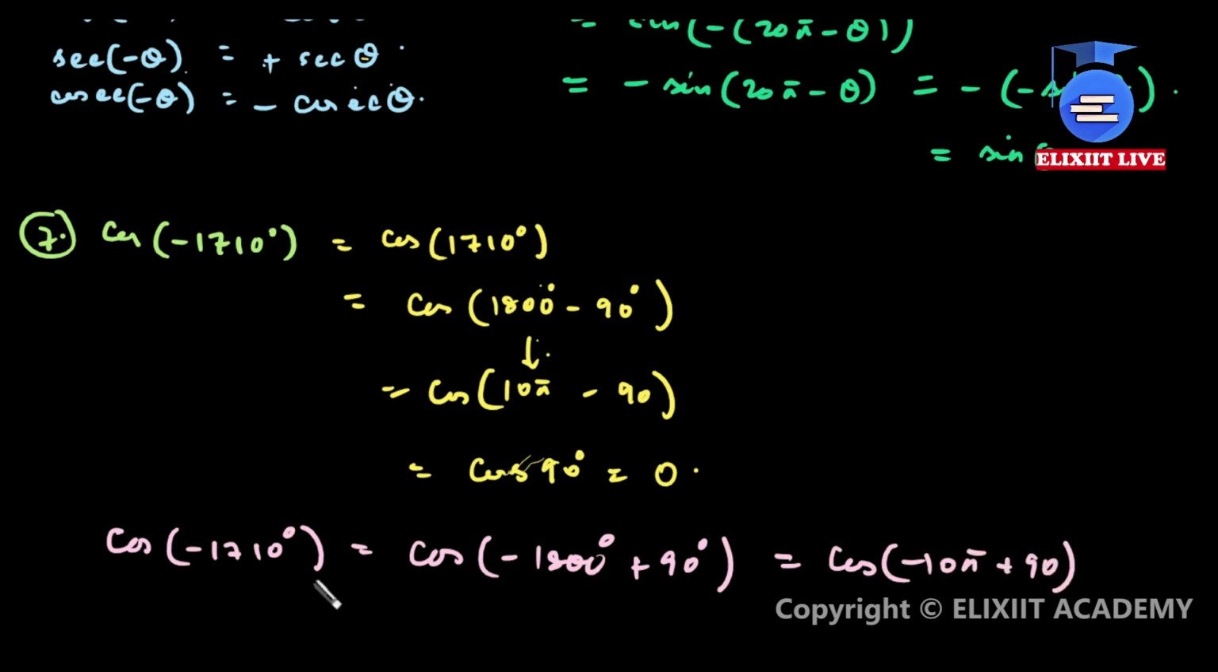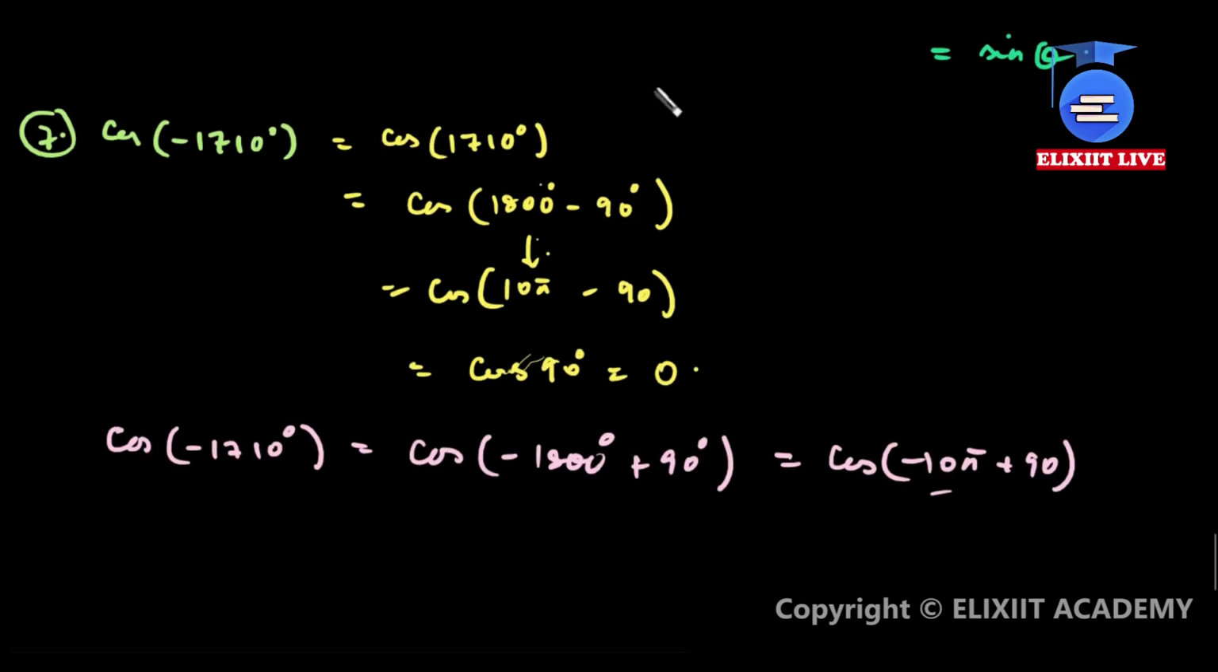I'm keeping the minus sign inside. Suppose I forgot to change cos minus theta to cos theta, and I'm working out with the minus sign. So nearest to minus 1710, what is the multiple of pi? Obviously 1800, that's 10 pi. Minus 10 pi plus 90 will give you minus 1710. Clear? So minus 10 pi. Now figure out where minus 10 pi is.